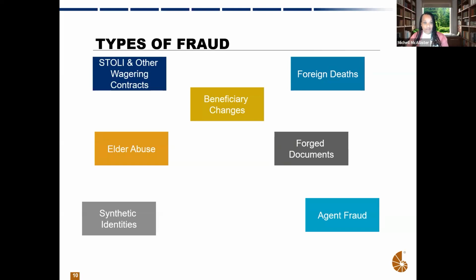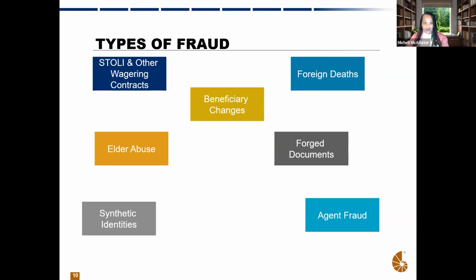Beneficiary changes. People make these changes to commit fraud quite often. And this kind of falls in the elderly abuse. It tends to happen to our elderly clients, or maybe our youth who don't know that they even have an insurance policy, and they don't know how insurance policies work. We'll talk about some foreign death claim fraud, forged documents, synthetic identities.